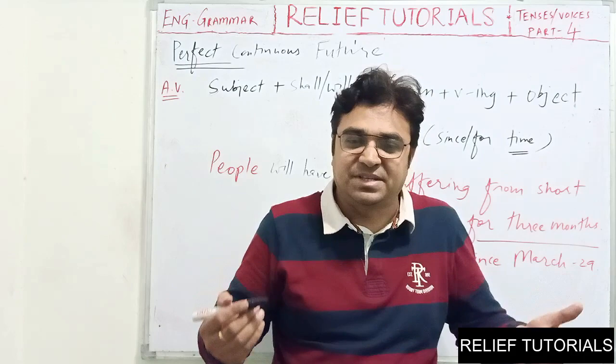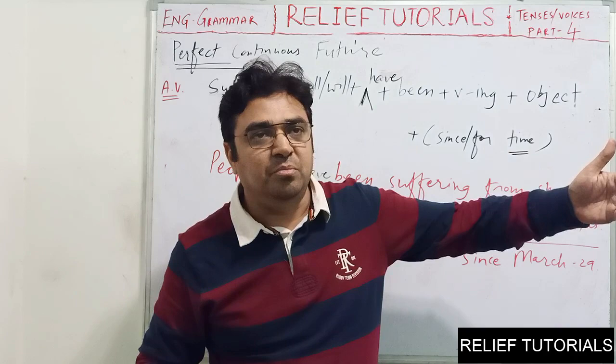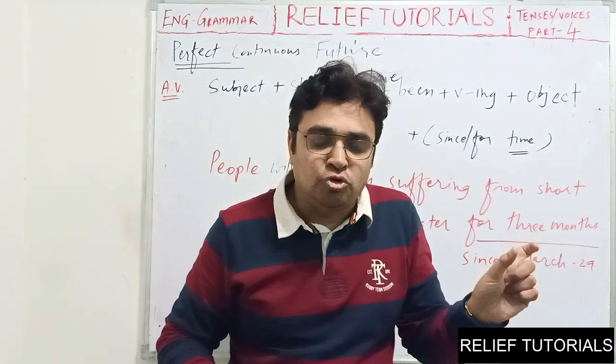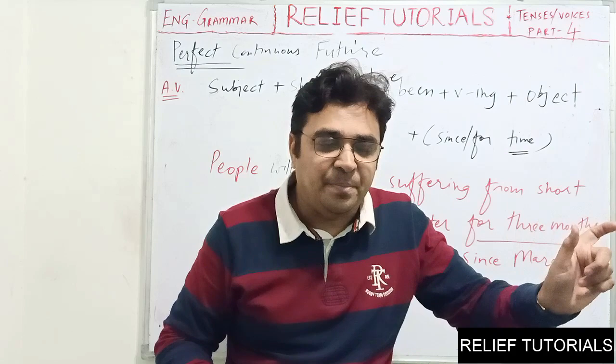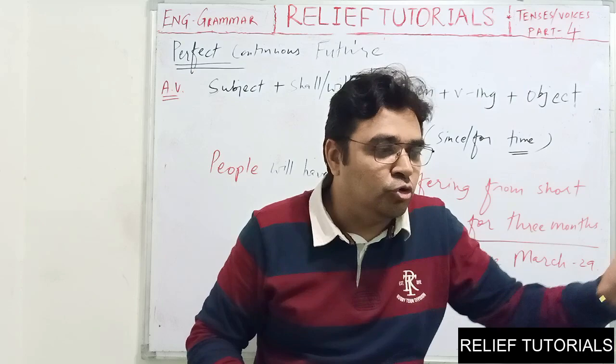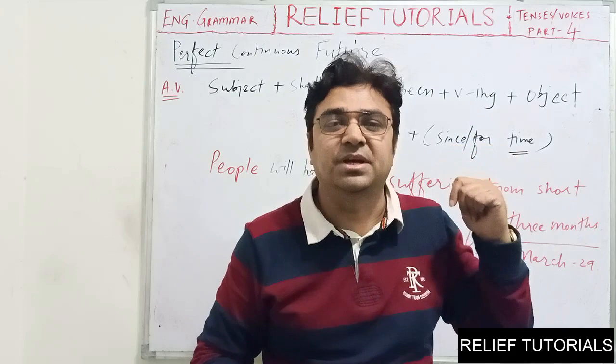At a certain time in the future, action might be started and will be carried on to a certain time in the future and might be carried on even further on. So you want to show if the action will be happening in the future for a certain duration, you want to show the duration of action in the future, starting from a certain point and carried on to a certain point, or might be carried on further in the future, can be shown by using the perfect continuous future tense.